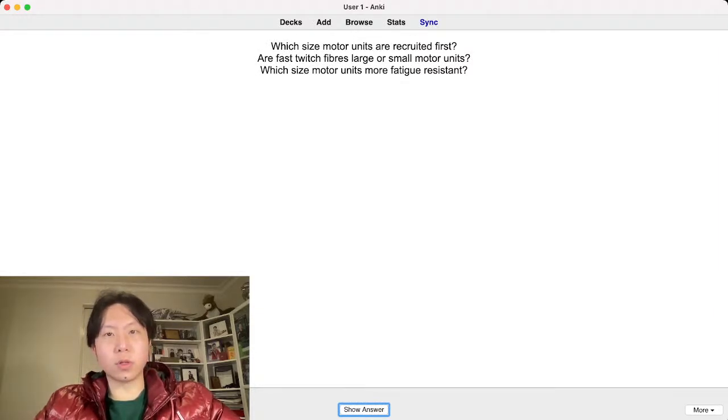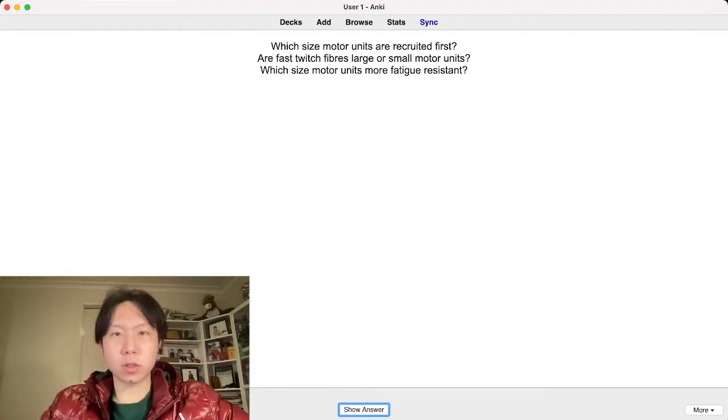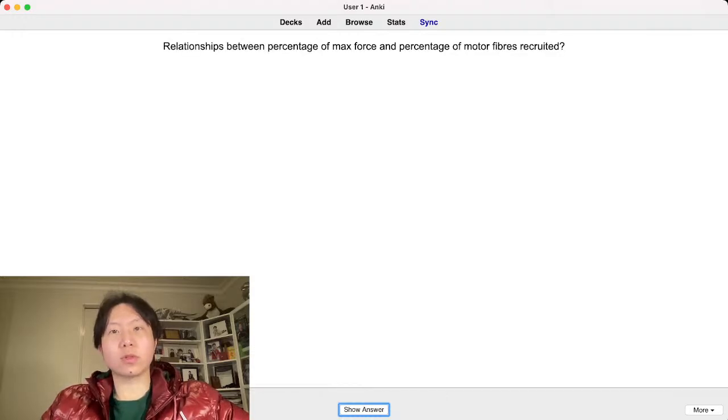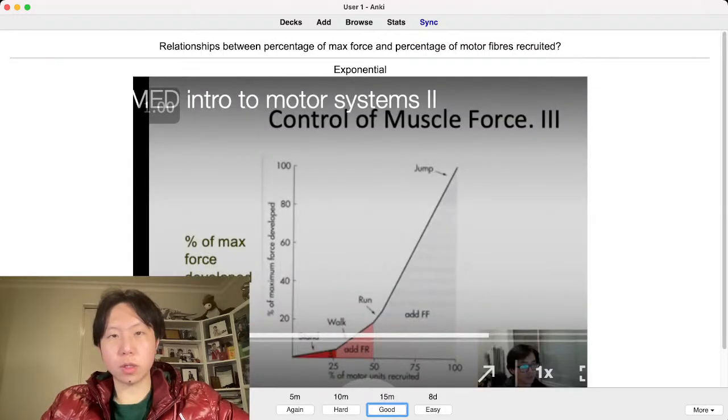Which size motor units? The small ones. Fast twitch, I think, are large motor units. And small motor units are more fatigue resistant. Max force, I think it's an exponential relationship. Or is it logarithmic? Exponential.